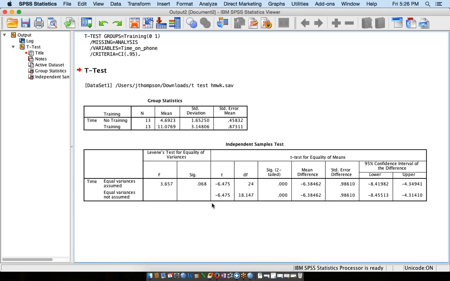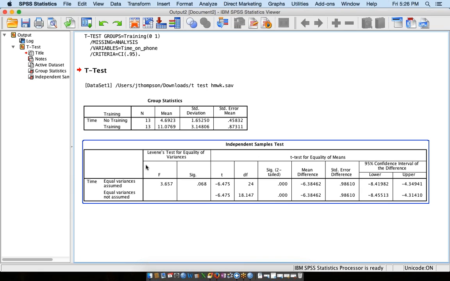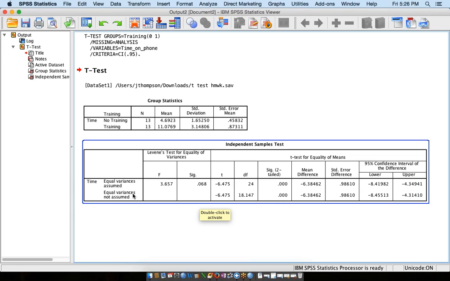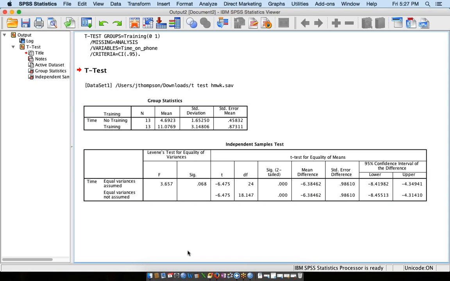All right, the first thing that we're going to check is Levene's test for equality of variance. This box right here tells us if our standard deviations are equivalent or not. If they're not equivalent, we've violated the assumption, and we need to read this line right here. If it's not significant, we've not violated the assumption, and we read this line right here. The p-value on our F is 0.07, which is above 0.05, which means it is not significant. This is good news. We've not violated our assumption, and we're going to read this line right here.